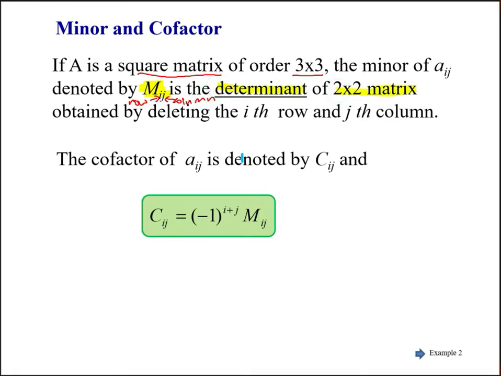Well, how will you get a 2 by 2 matrix from a 3 by 3 matrix? It's by deleting the ith row and the jth column.